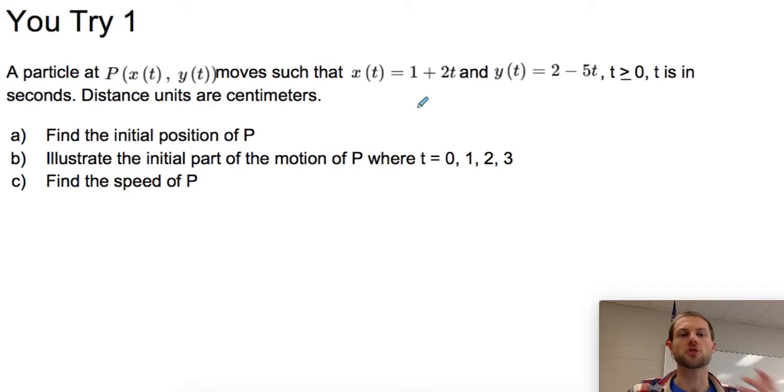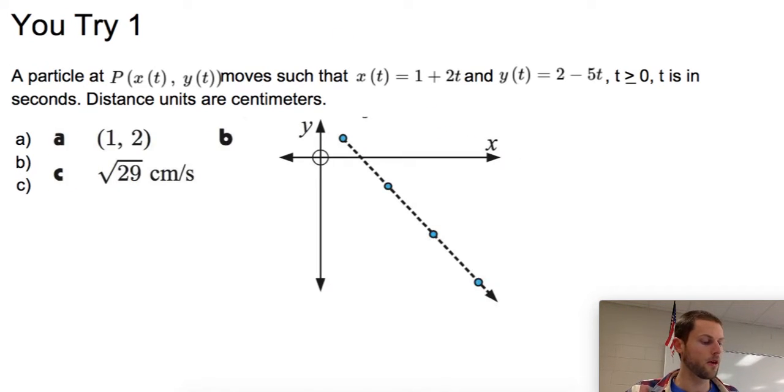So here's another example just like it. 2 different parametric equations. Why don't you give this one a shot, pause the video, and resume when you're ready to see the answer. All right, so here's my answer for the Try number 1. Hopefully it went all right. And I don't have these marked, but this is going to be t equals 0, 1, 2, and 3 seconds.